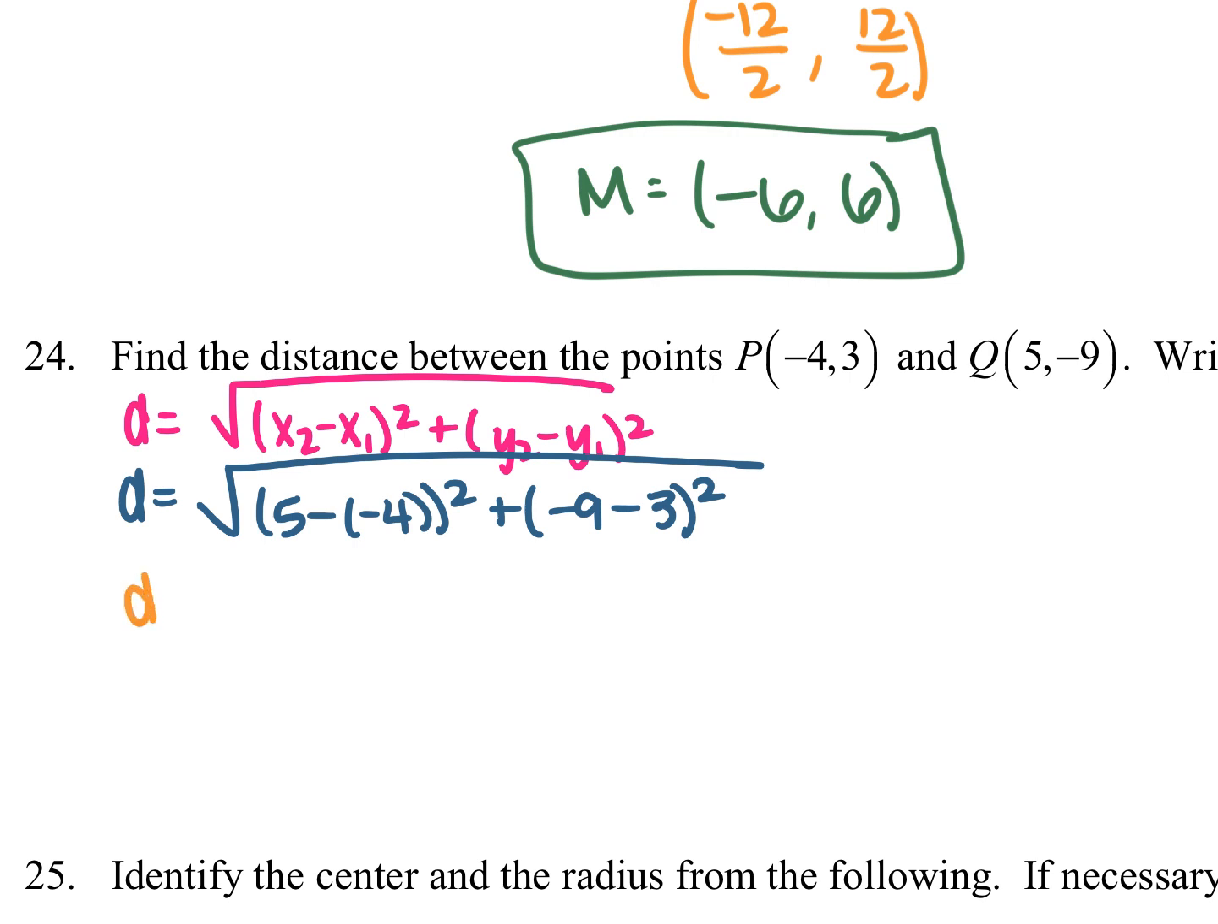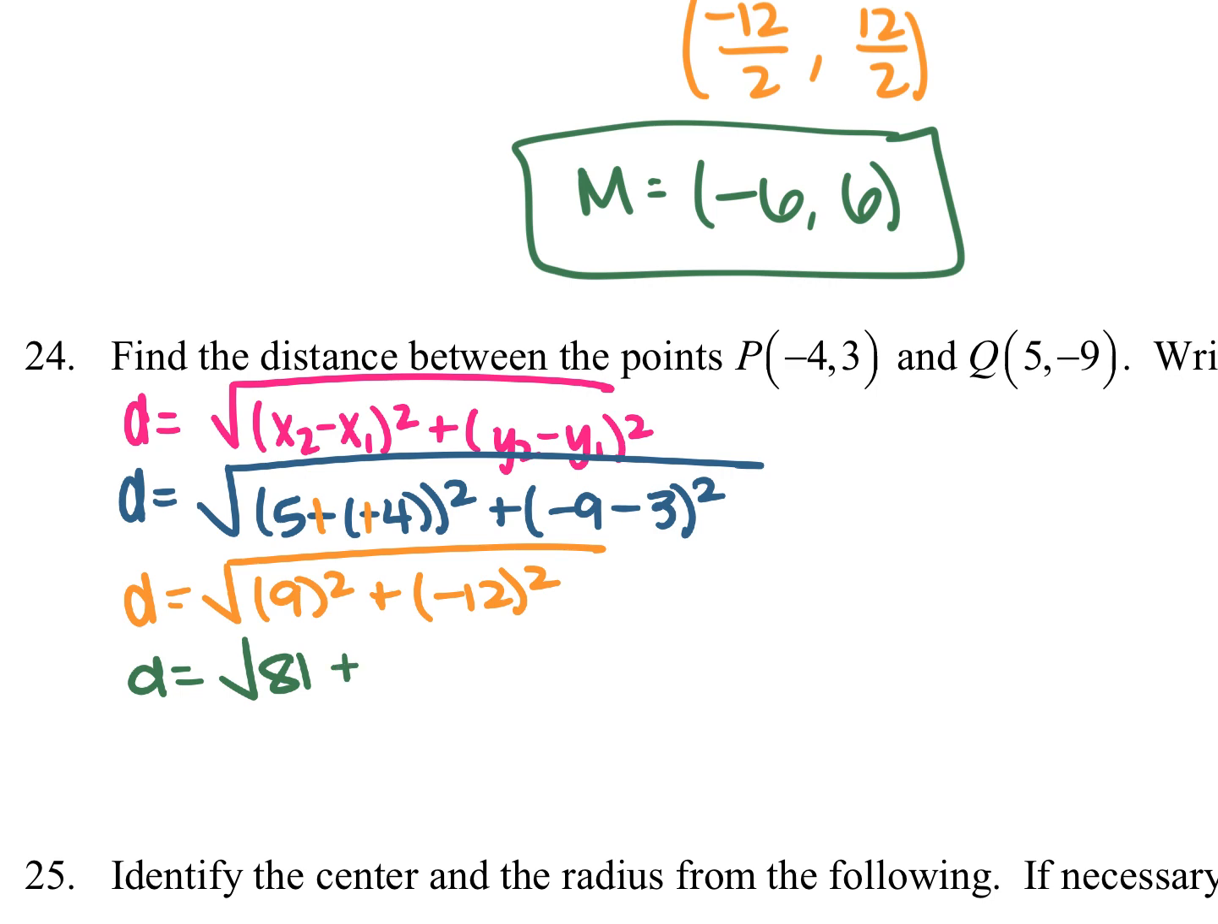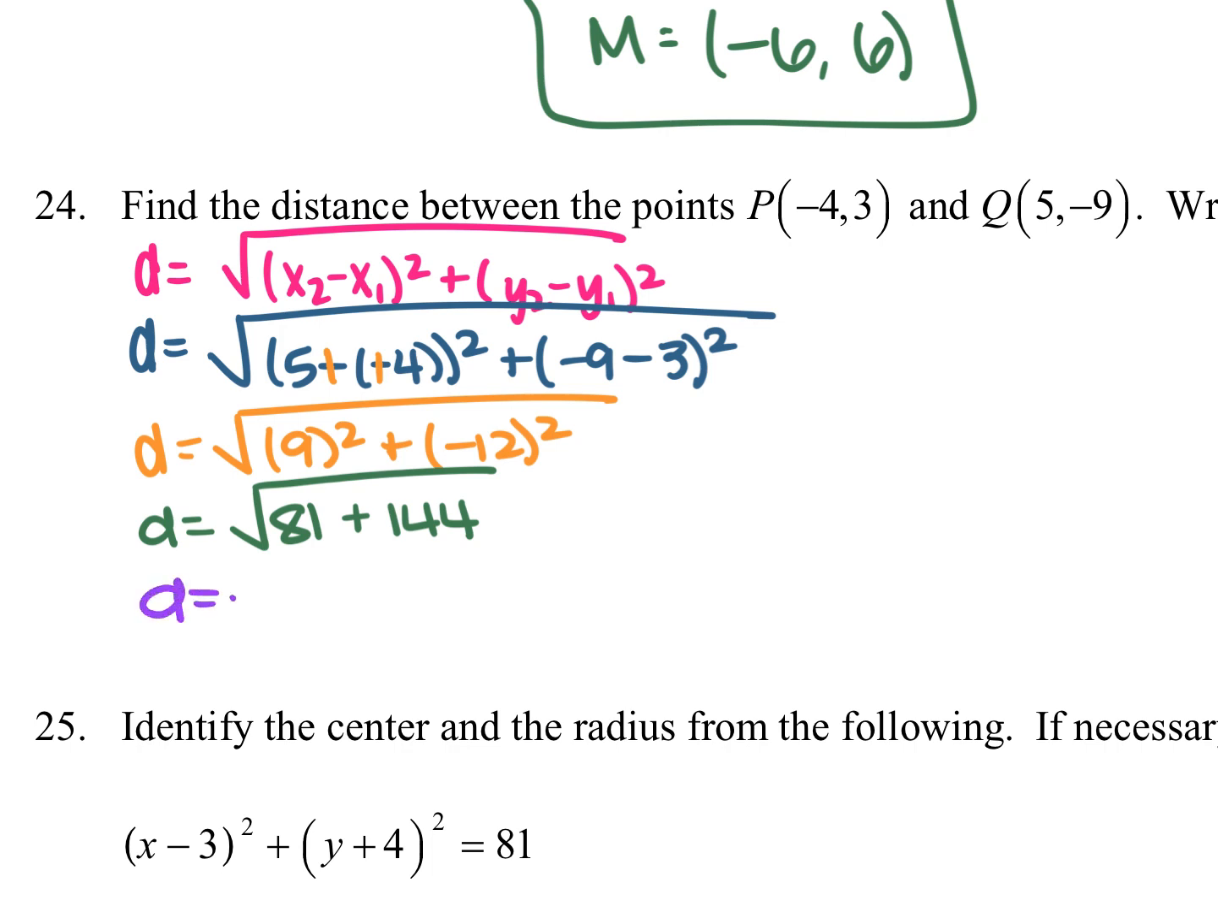So that's going to give us the square root of 9 squared plus negative 12 squared. So your 9 squared is 81. The 12 squared, or negative 12 squared, is 144. Add the 81 and the 144. That gives us the square root of 1 plus 4 is 5. 8 plus 4 gives us 12. Carry the 1, so that's 225. The square root of 225. Your square root of 225 is 15. So this is just a distance of 15.